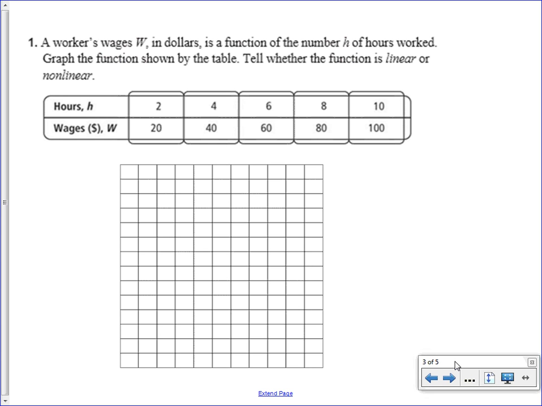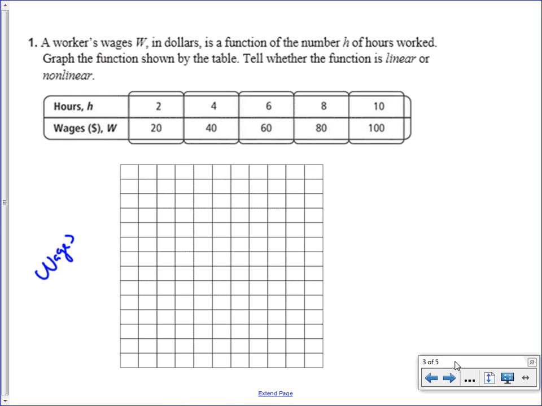So here's an example. A worker's wages, W, in dollars is a function of the number of hours worked. Graph the function shown by the table. Tell whether the function is linear or nonlinear. So we just have to put our hours down on the bottom and our wages on the side and get our scale set.